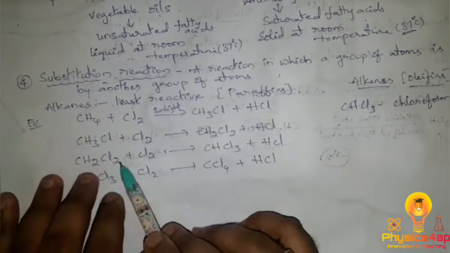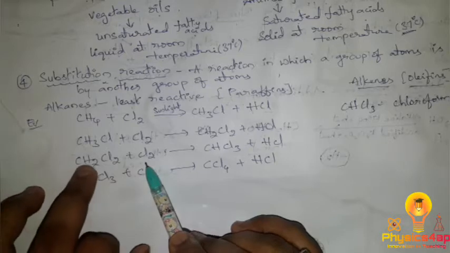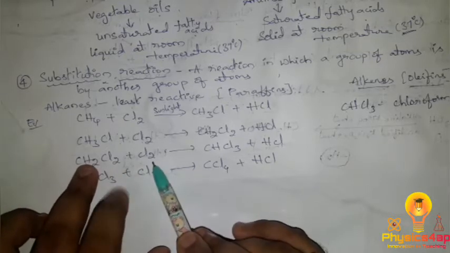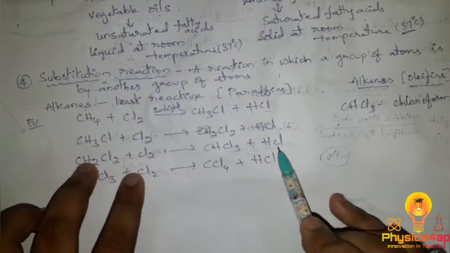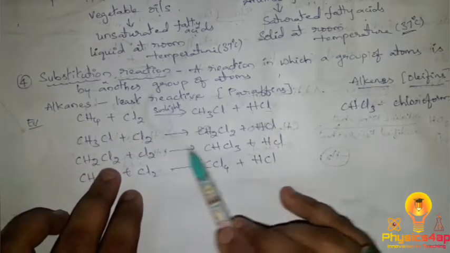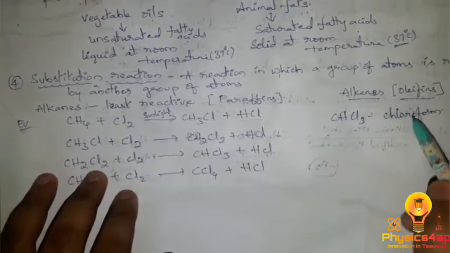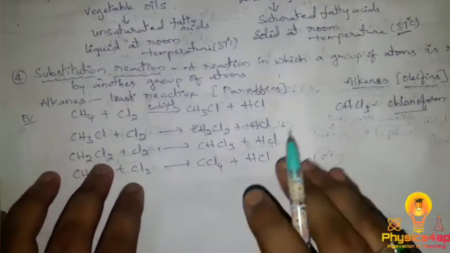Again this CH2Cl2, when it combines with the chlorine molecule, one hydrogen comes out and one chlorine comes out to form HCl, and another chlorine combines with this chlorine atom, so it becomes CHCl3. Now CHCl3 is called chloroform.